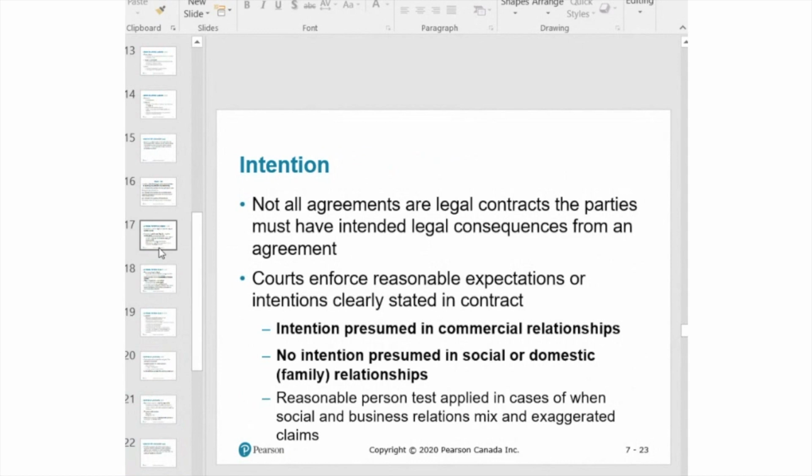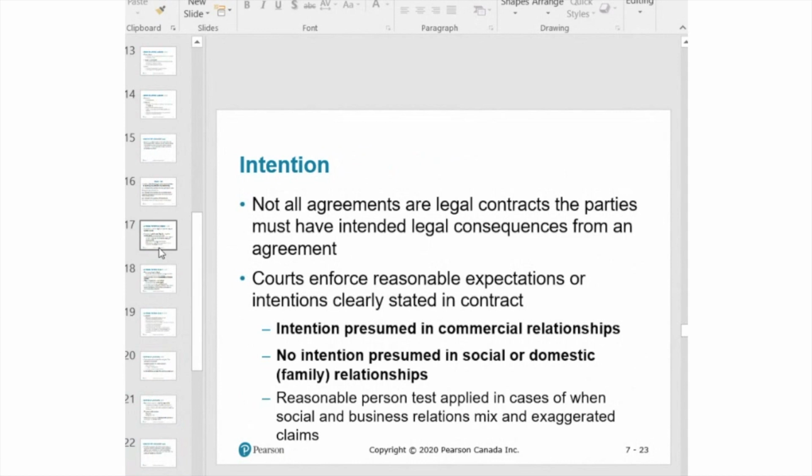However, intention as a requirement is very important in family relationships, in social or domestic relationships. What are those? Well, let me give you some examples of social relationships. Clients and professionals, lawyers and clients, dentists and patients, doctors and patients, realtors and clients.